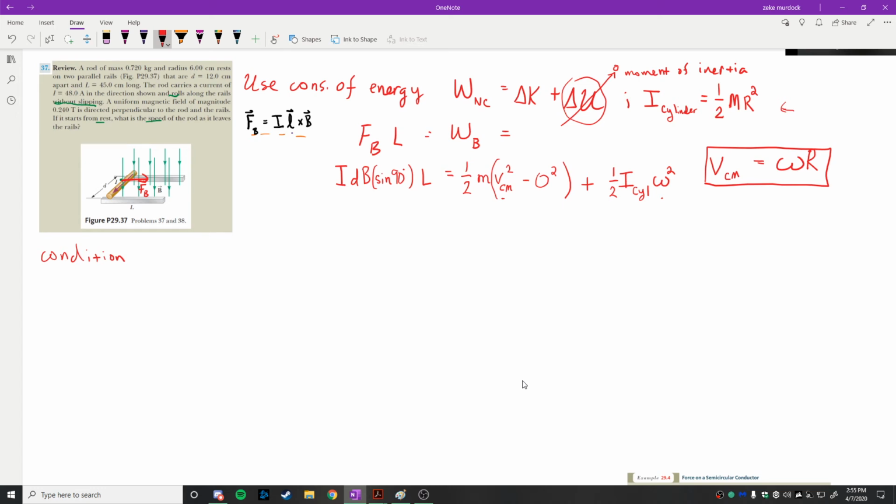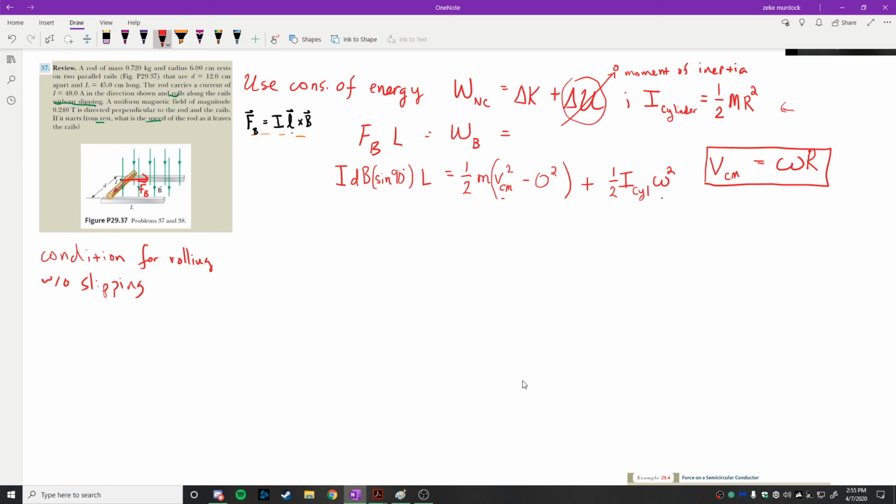This thing that I just wrote over there is the condition for rolling without slipping. If you didn't, I assume you guys all covered this in 1A, right? You must have done problems where there was rolling without slipping. Is that right? Okay, good. I'll see if you can solve it.